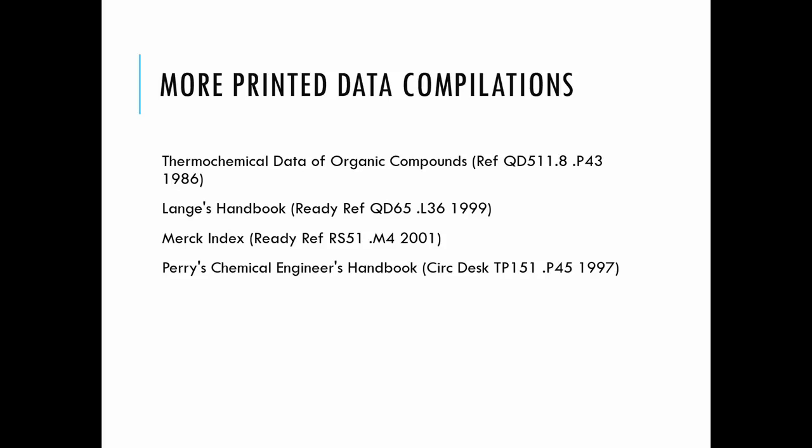Some more printed data compilations on this page. Lange's handbook is very similar to the CRC handbook. The Merck Index has been around for a long time. We have it here in print. There's an electronic version, but we don't have it here at NJIT. It's for more compounds that are medicinally active. And then, of course, I know that many of you are chemical engineers. You're familiar with Perry's Chemical Engineer's Handbook.